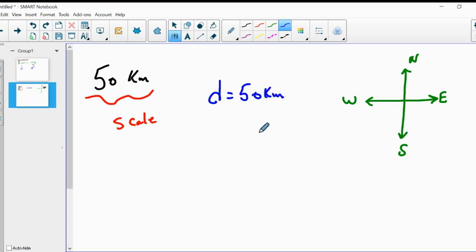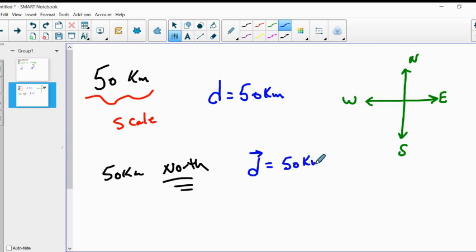Okay. And that's very different than if you had said, guess what? We traveled 50 kilometers north. And once you give it this direction, now what we're talking about is a displacement. And this is a vector. Okay? This is a vector. And that's the key difference here. When you give it a direction, it's a vector. And when you don't give it a direction, it is a scalar.